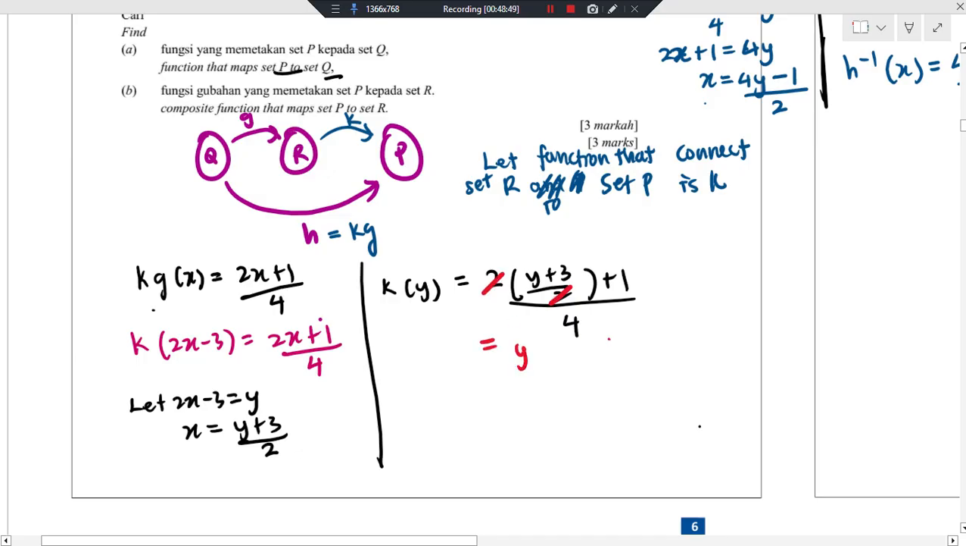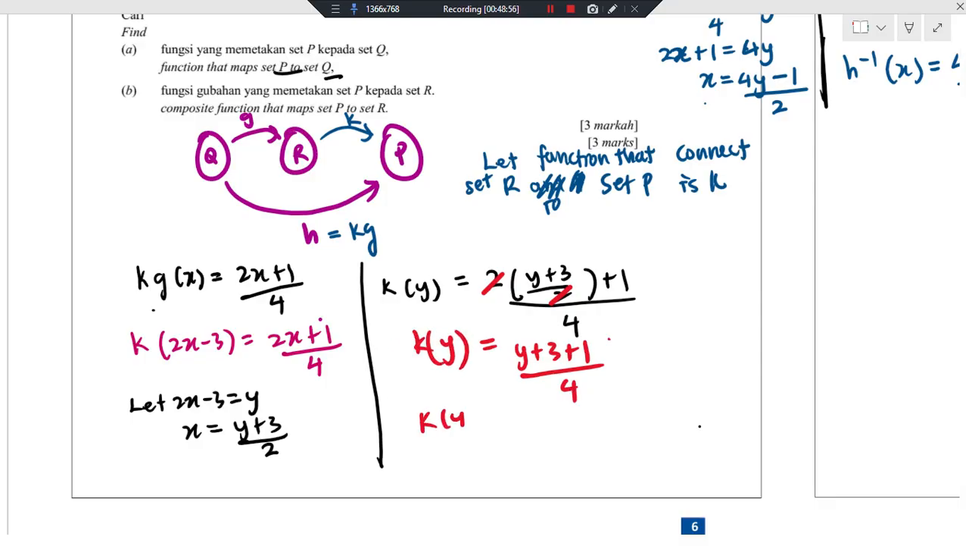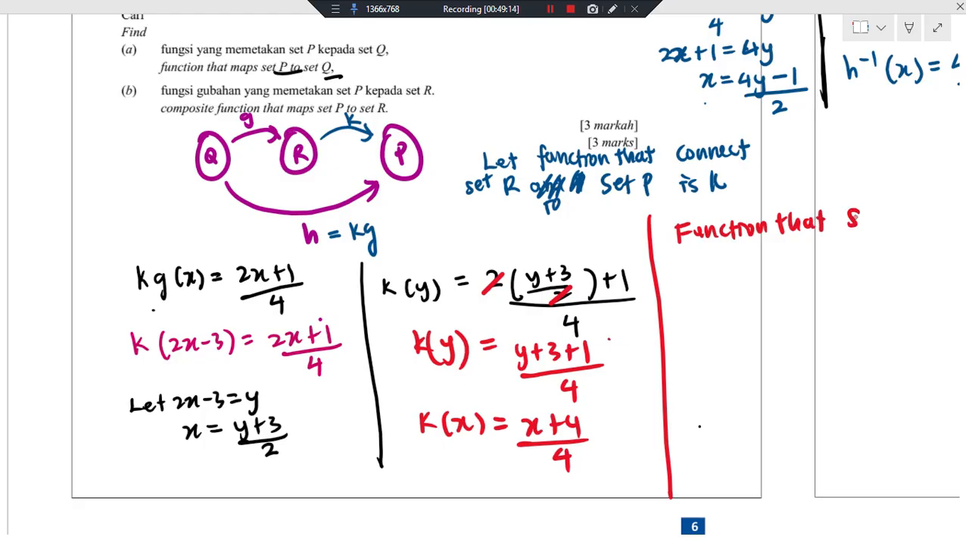And then, okay, function that connect set P to R is K inverse X. So, carilah K inverse X. Let Kx is equals to Y. So, X equals to K inverse Y.